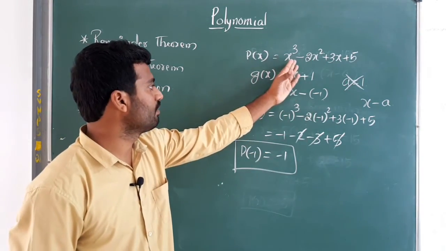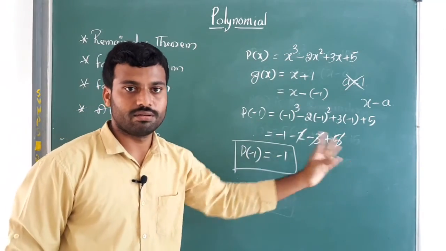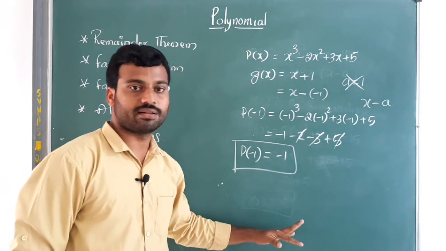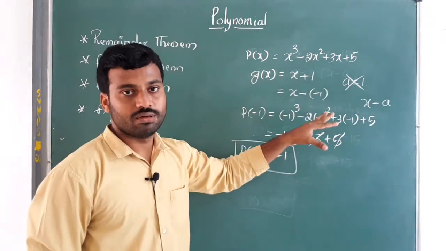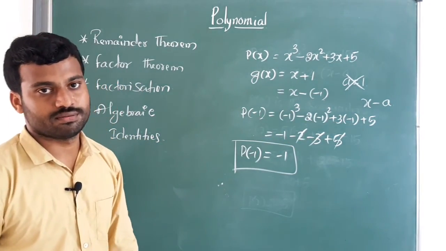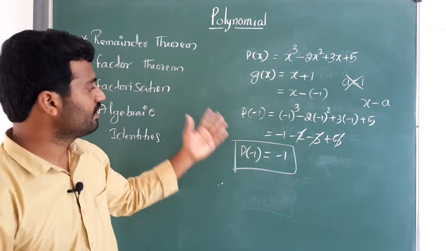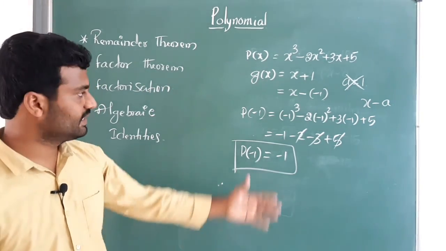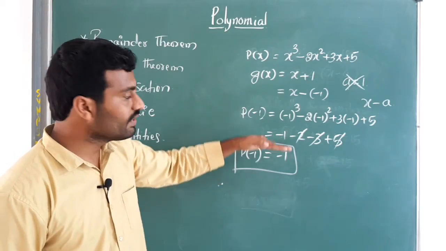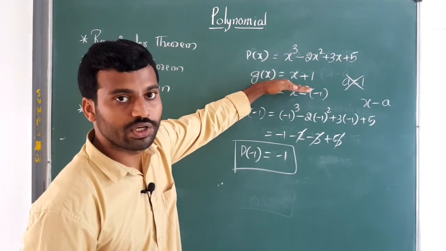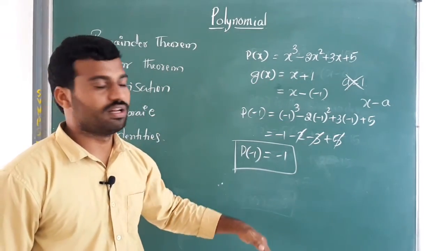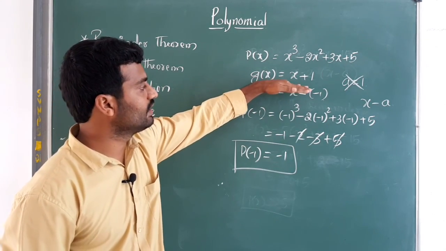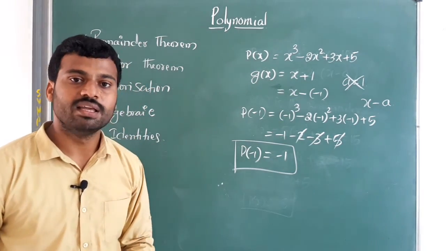If you don't know the remainder theorem, you should go with the division concept. You should take the leading term x cube divided by x, multiply, subtract, and then repeat again. It will be a lengthy process. So the remainder theorem is a very easy concept, which we can use when dividing with a linear polynomial, not other polynomials. When we divide with a linear polynomial, then you can apply the remainder theorem.